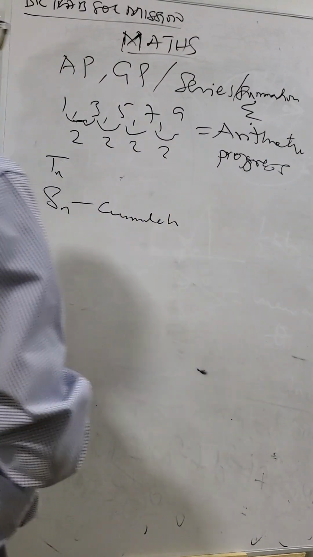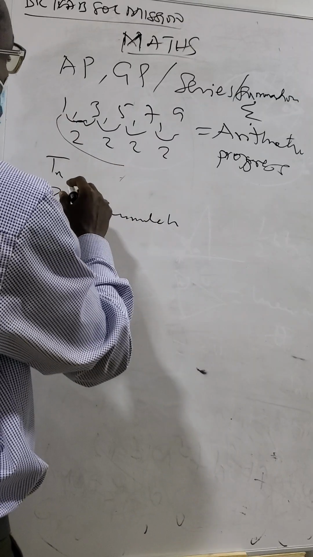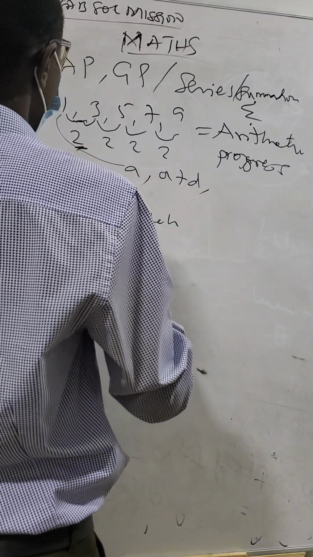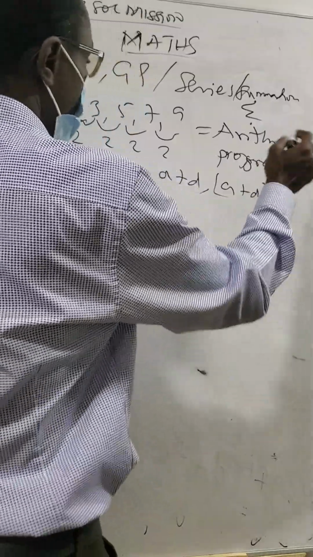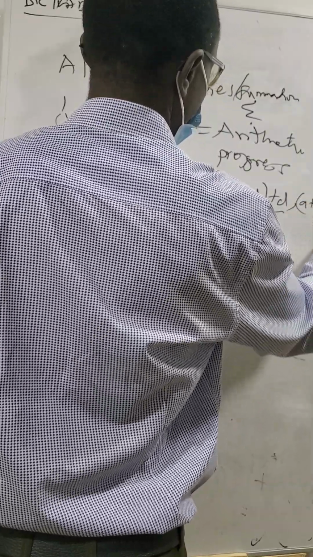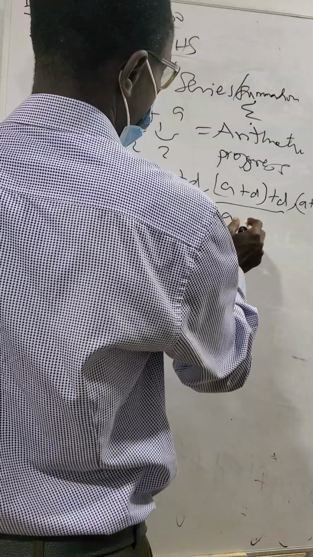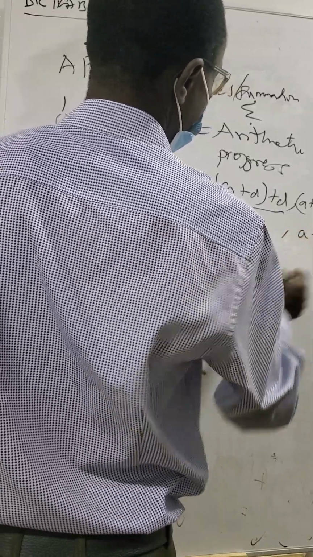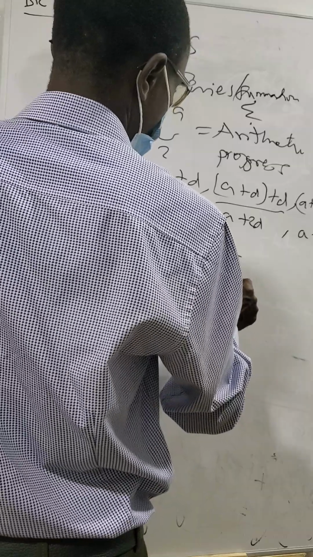Alright, with all these at the back of our mind, let's let the first term be A. The first term is A, the second term will be A plus the difference that you are adding, D. The next term will be that plus D again, so A plus 2D. The next will be A plus 3D. These are T1, T2, T3, T4.